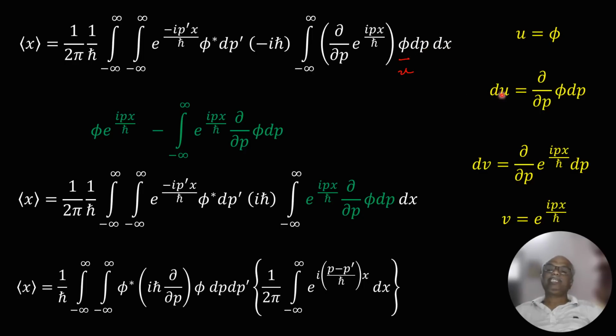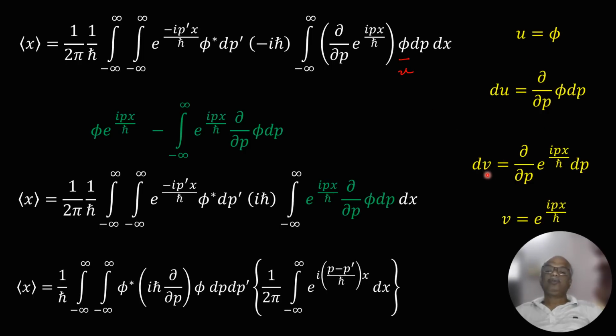So du can be written as the partial derivative of psi with respect to p, multiplied by dp. This by definition is equal to du. So simply it will become psi, because we have taken u as psi. If you integrate, you will get naturally psi. So this is the difference. If you differentiate this, you will get this.